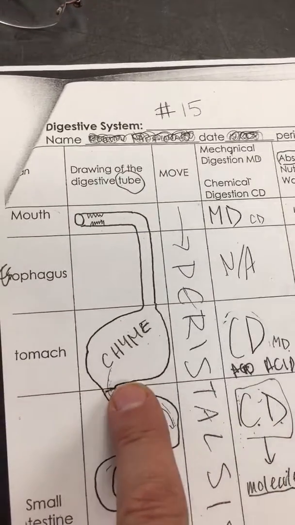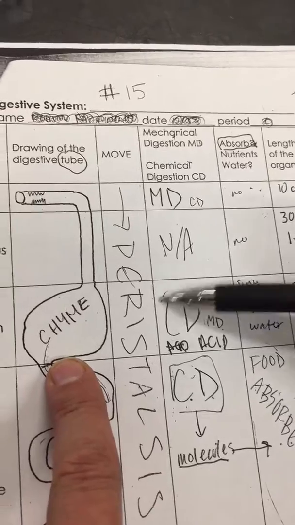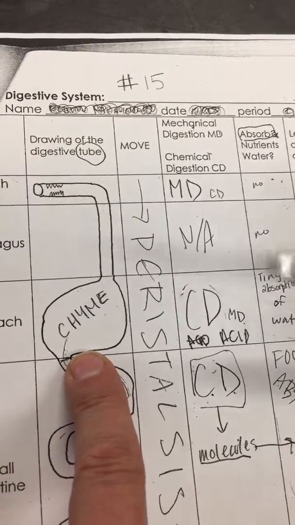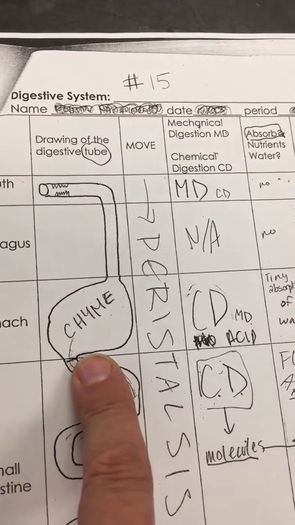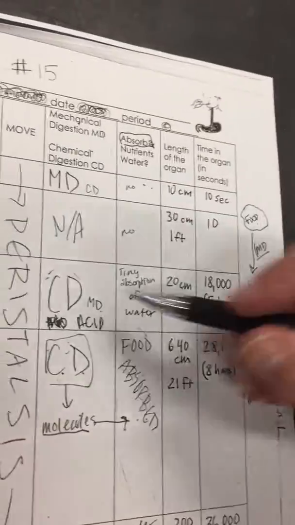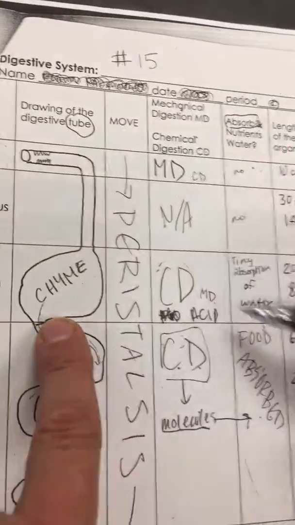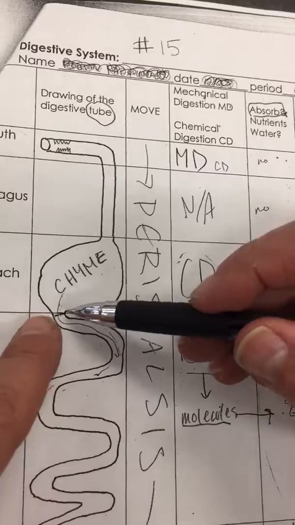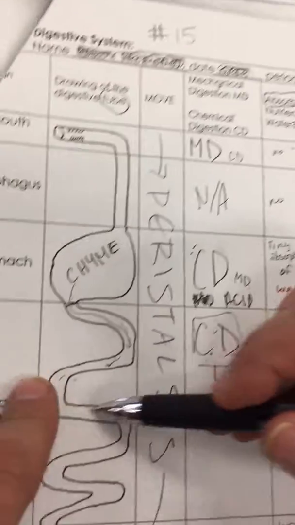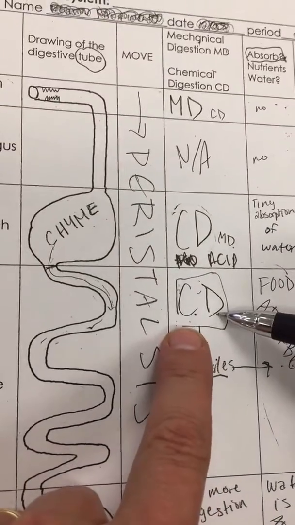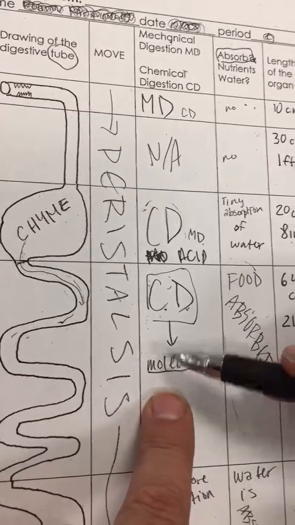Once it gets in the stomach, though, it stays there for 5 hours. And there's a lot of chemicals in there, one of them being acid, and it breaks the food up into some smaller molecules. And that stuff is called chyme. It's basically like a soup. From that point, it squirts into the small intestine, where it's broken down even further by chemical digestion into molecules.